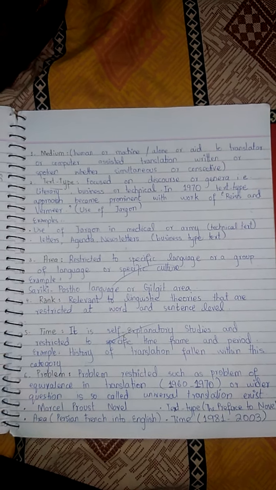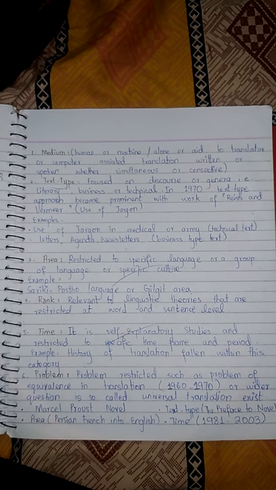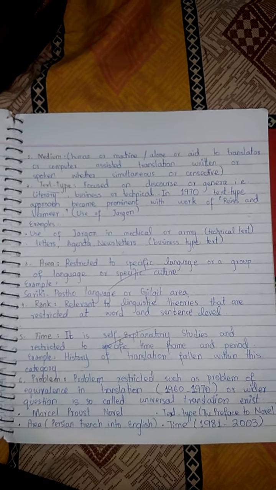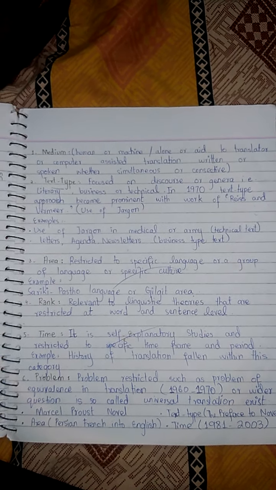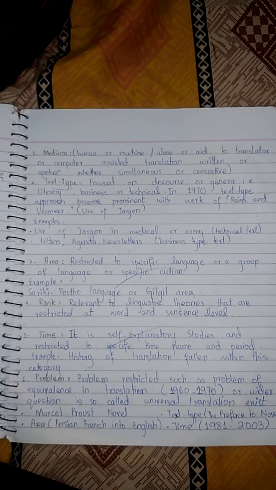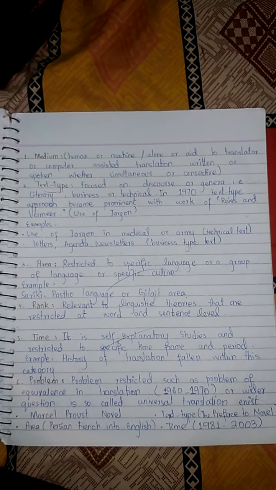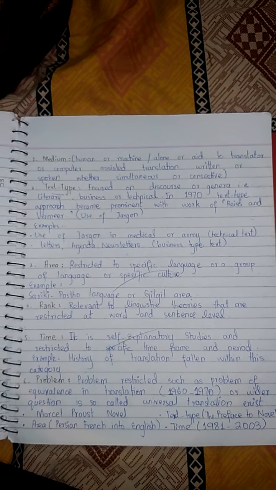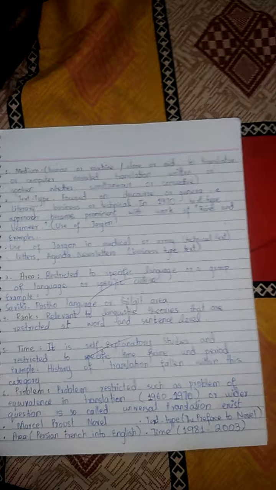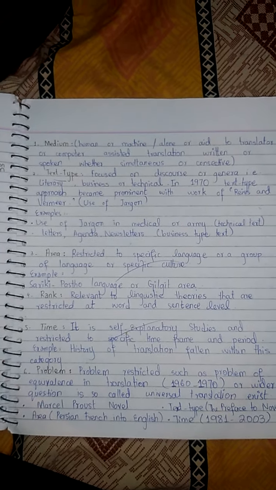Text type focuses on the discourse or genre, that is literary, business or technical. In the 1970s, the text type approach became prominent with the work of Reiss and Vermeer. Use of jargon, for example, use of jargon in medical or army texts is a technical text, whereas letters, agendas or newsletters are business type texts. Area is restricted to a specific language or a group of languages or a specific culture. For example, Saraiki, Pashto language or Gilgit area.